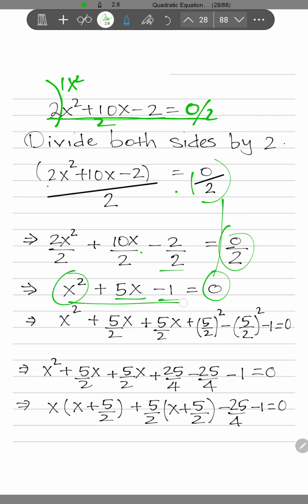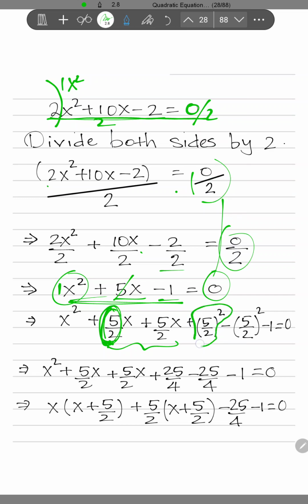Now I have this one here. I have now the leading coefficient 1, so I can do the completing square technique. The second step of the completing square technique is that I need to have half of the middle term. Half of 5 is 5 divided by 2, 5 over 2. Okay then, now I split it into 5 over 2 x plus 5 over 2 x. Now I have to square this part, if you remember.